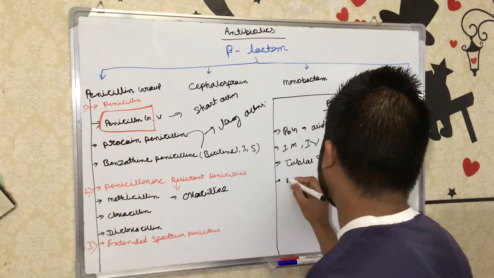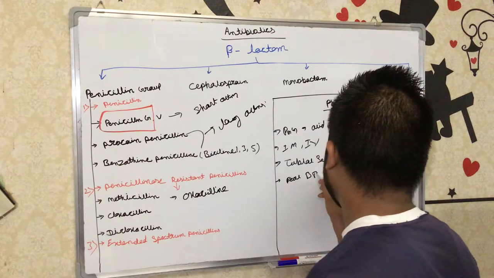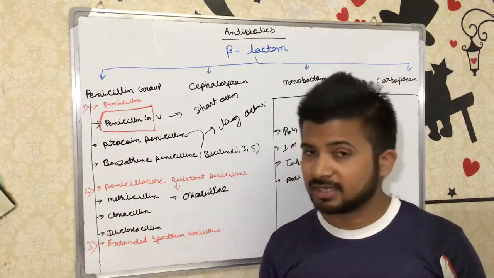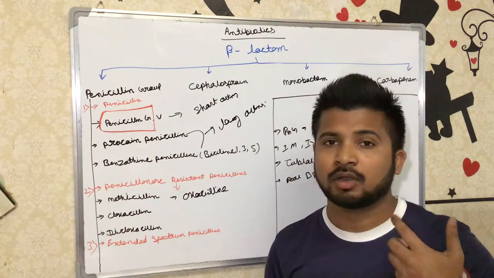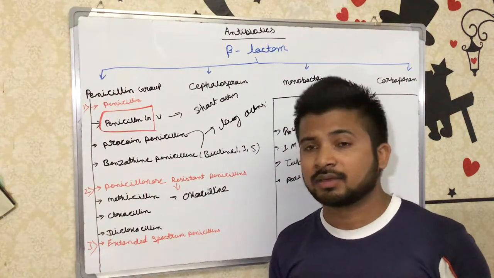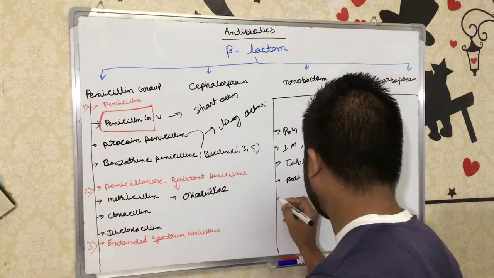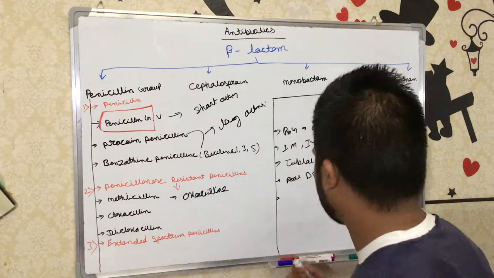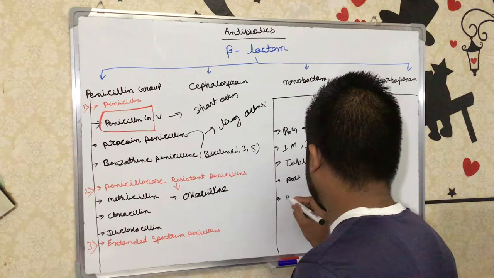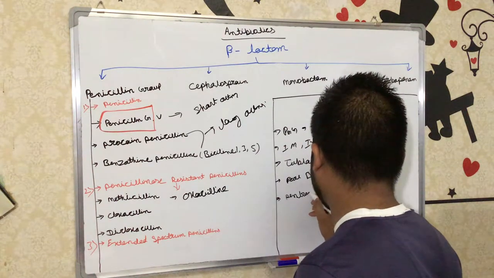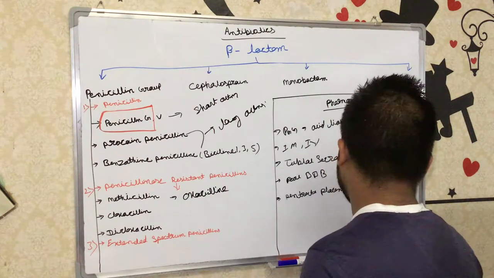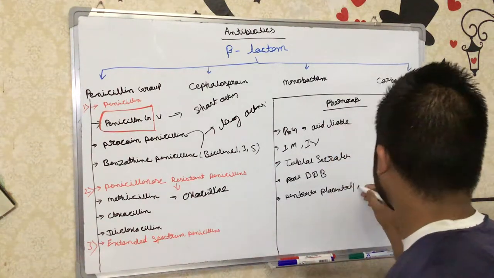It's poor at penetrating the blood-brain barrier, and it can also cross the placental barrier, but it's not harmful; no toxic effect can be seen. It can also come into breast milk. So obviously it penetrates the placental barrier, but as I said, it's not harmful.